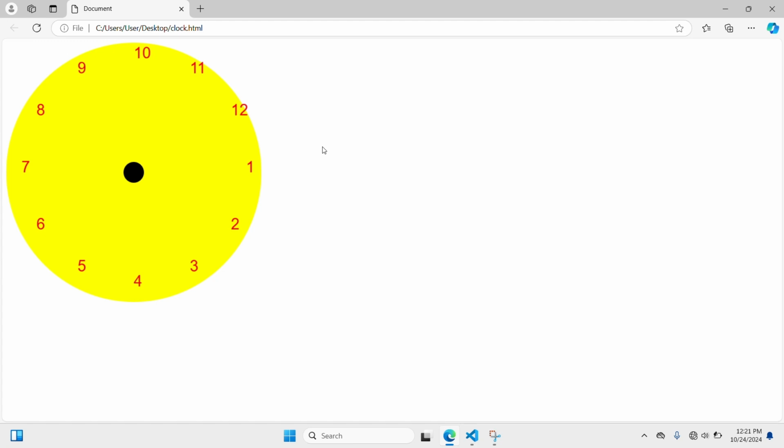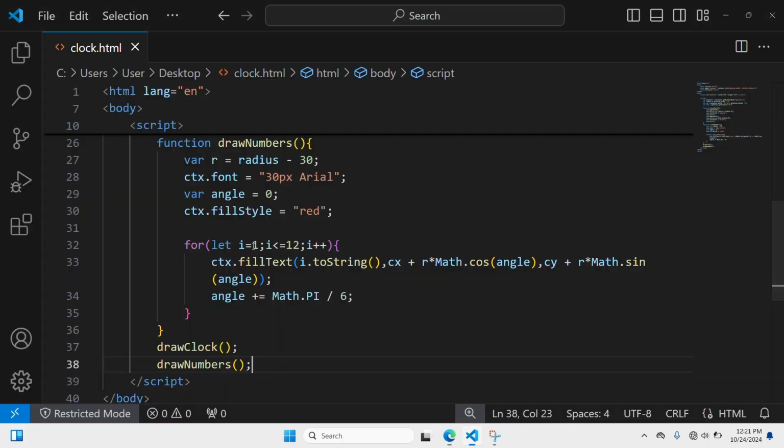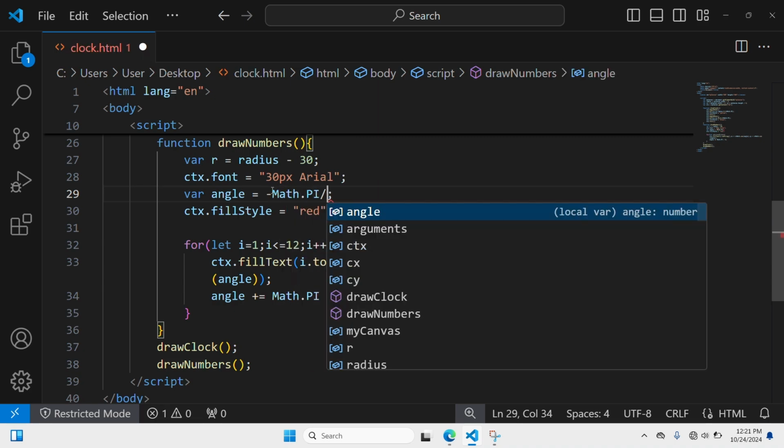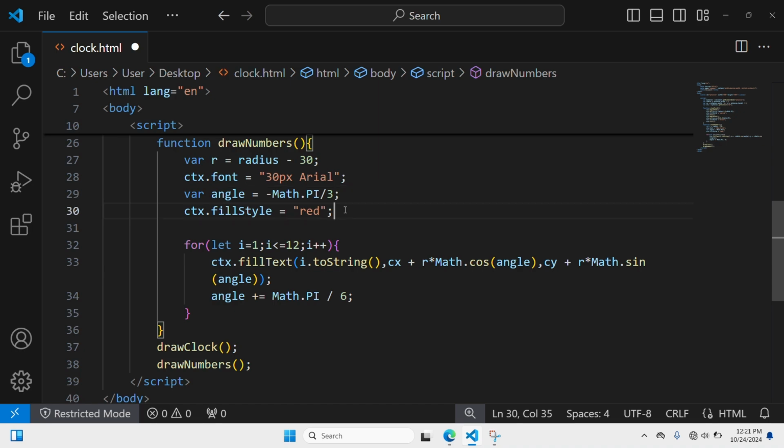But you see the numbers are not at their actual position. This 12 should be at the top and 6 should be at the bottom, and so on. To solve this problem, we can rotate these numbers by 60 degree. If we rotate the numbers by 60 degree, this 12 comes to the top and this 6 will come to the bottom, and the other numbers will also be adjusted. So let's come back to our HTML file and let's change this 0 degree to minus Math.PI by 3, so that it will be rotated by 60 degree in anti-clockwise direction.